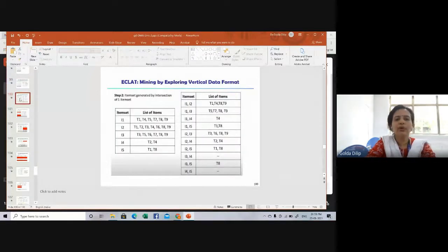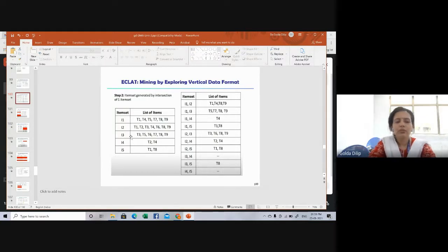Okay, so moving on to the next step. You're generating 2 item sets from your 1 item sets, something similar to the Apriori algorithm. So we need to take the combination of items: I1 with I2, or I1 with I3, I1 with I4, I1 with I5. Similarly, I2 with the other items: I2 with I3, I2 with I4, I2 with I5, then I3 with I4, I3 with I5, and I4 with I5.